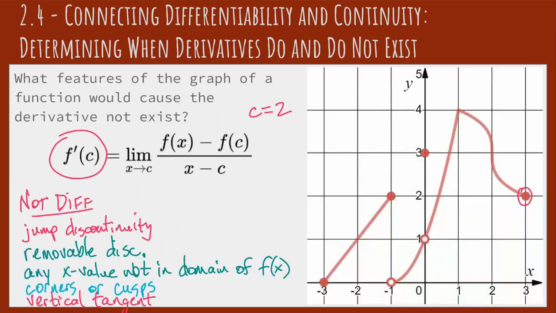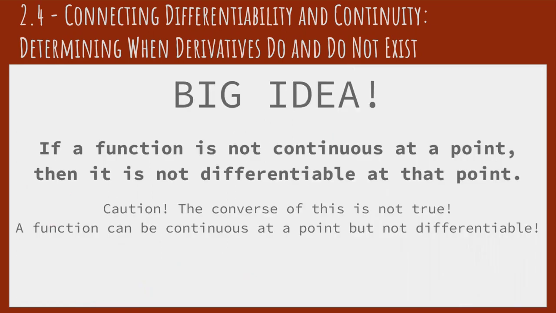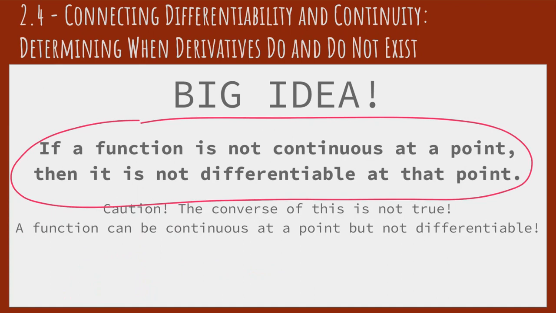So we have two examples here at x equals 1 and x equals 2, where the function is continuous, but it's not differentiable. All right, so we need to be careful about that. This right here, though, is a big idea. You need to know that if a function has a discontinuity, then it's also not differentiable at that point.